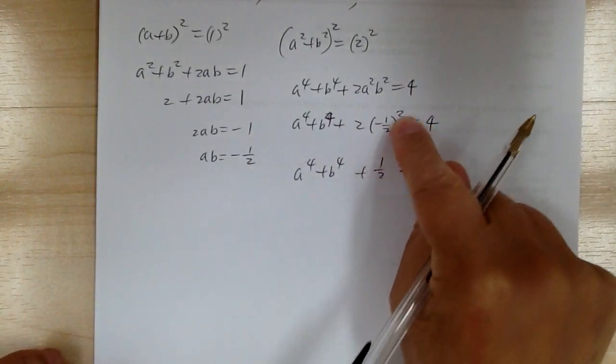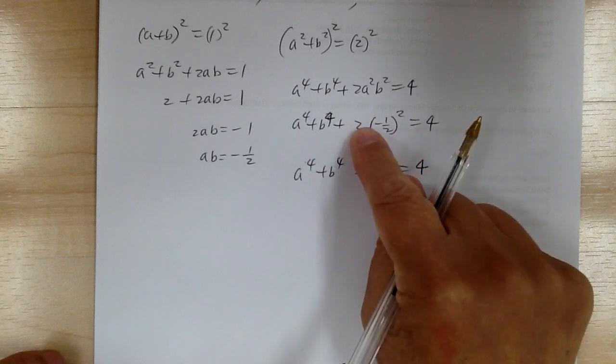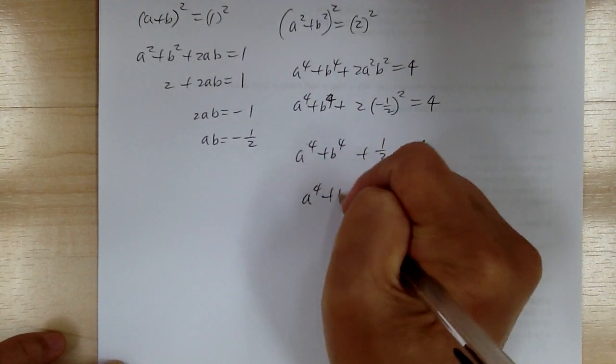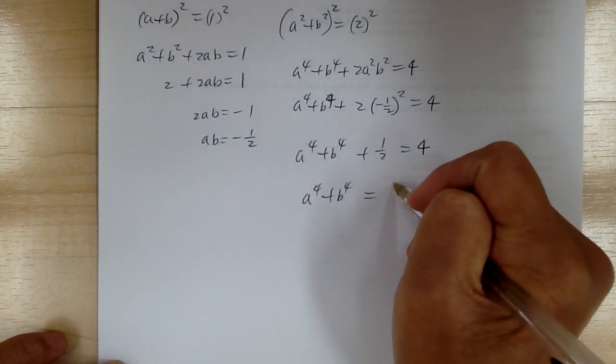Okay. So again, when you square it, you get 1 over 4. 1 over 4 times 2 gives you 1 over 2. Then you subtract. So a to the 4 plus b to the 4 is equal to 7 over 2.